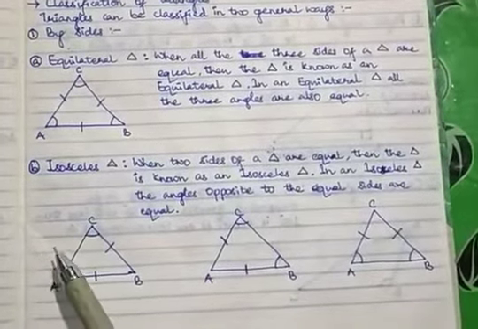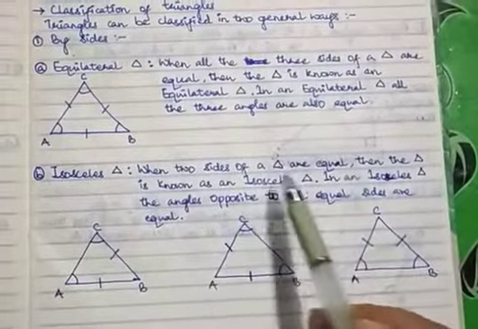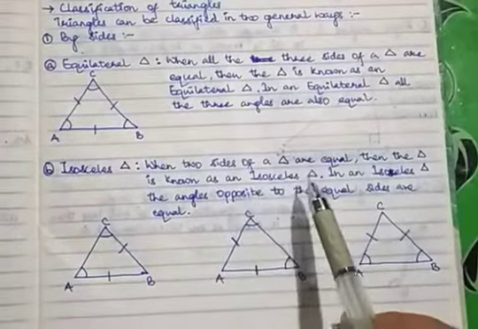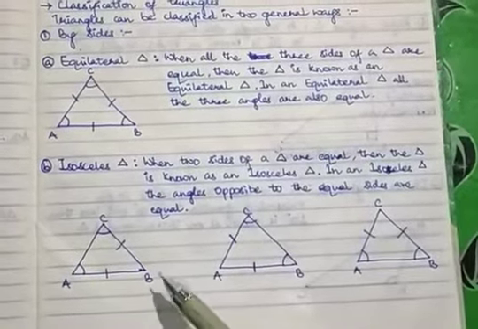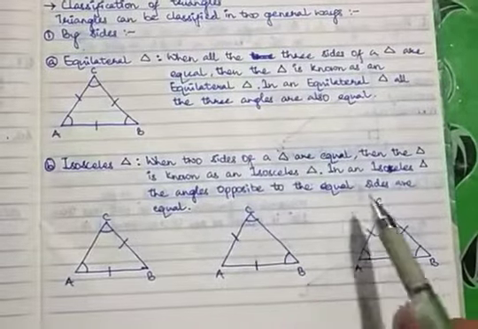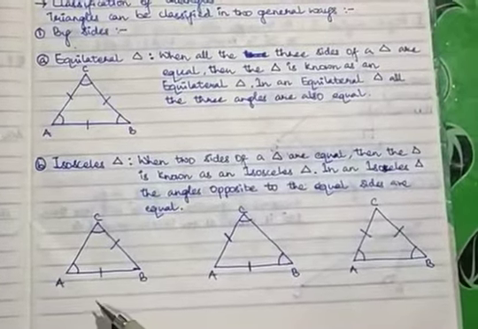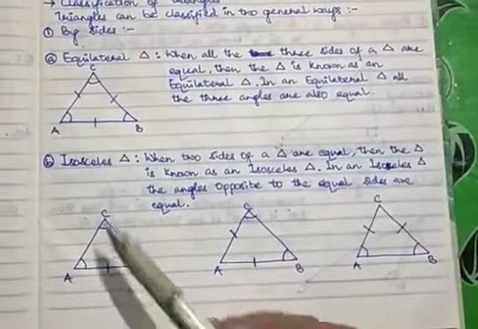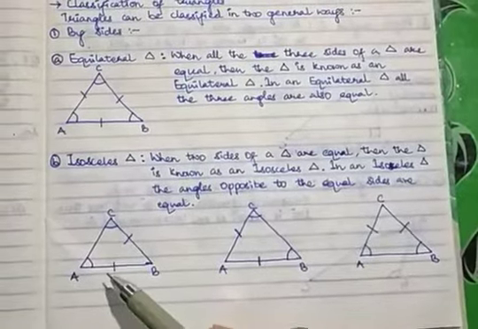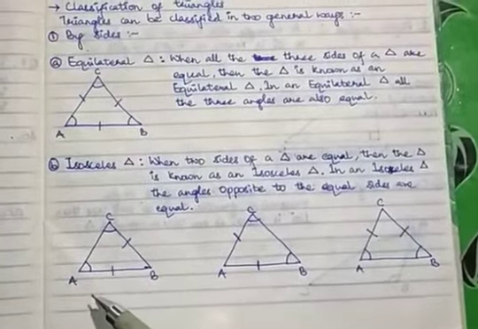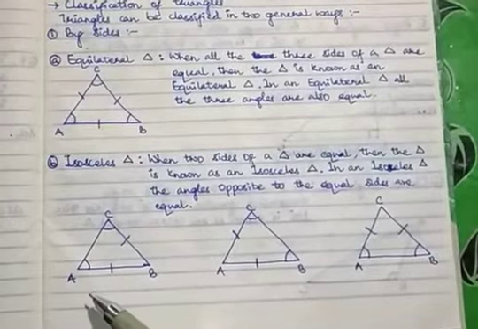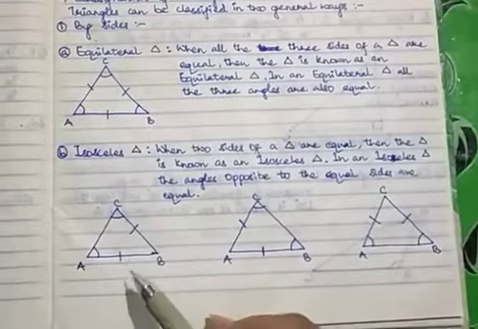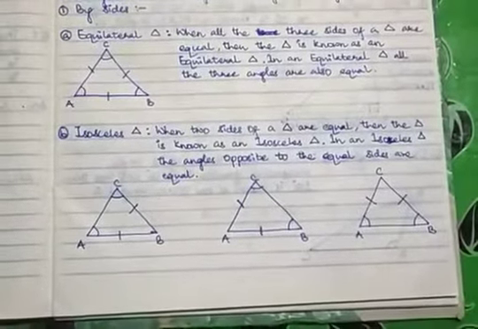Now after that comes the isosceles triangle. This one is also important. An isosceles triangle is when 2 sides of a triangle are equal. Remember, when 2 sides of a triangle are equal, the triangle is known as an isosceles triangle. In an isosceles triangle, the angles opposite to the equal sides are equal. So in basic language, if in a triangle 2 sides and 2 angles are equal, then that triangle is an isosceles triangle. That is what I have drawn, all the 3 variations out here.